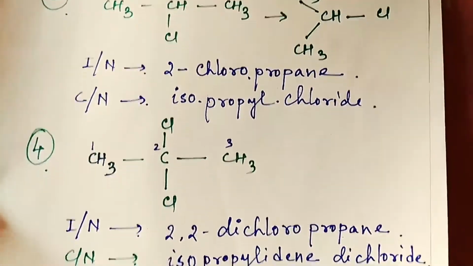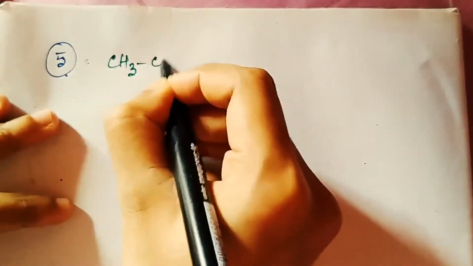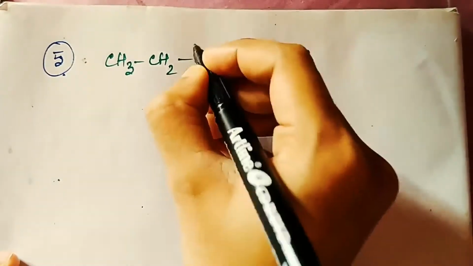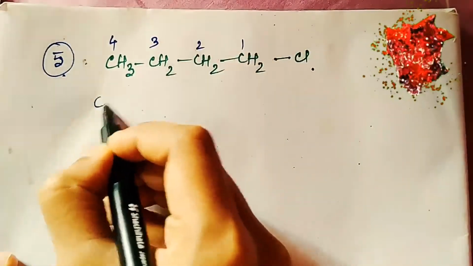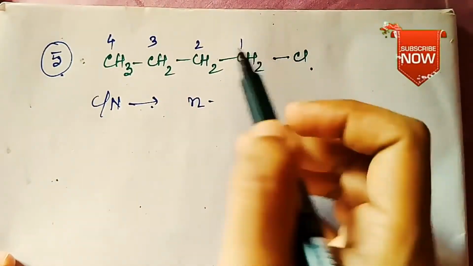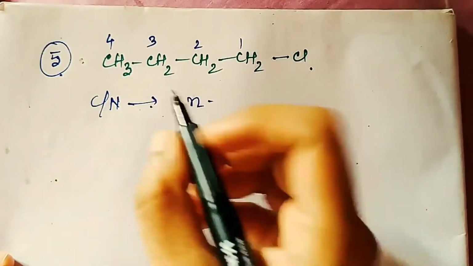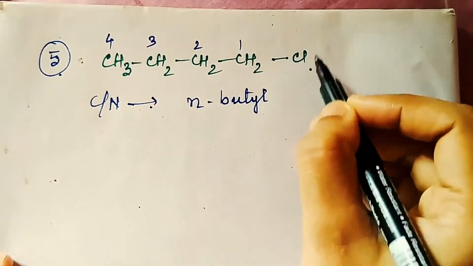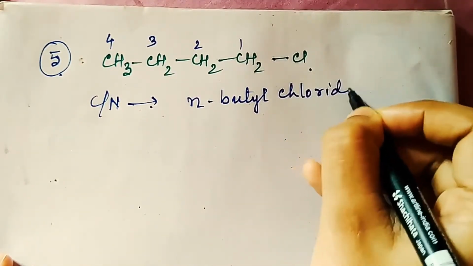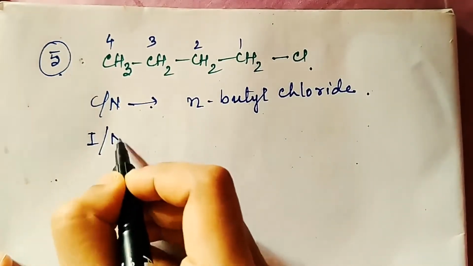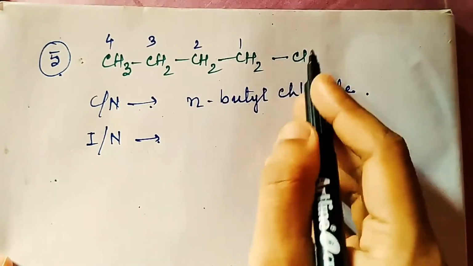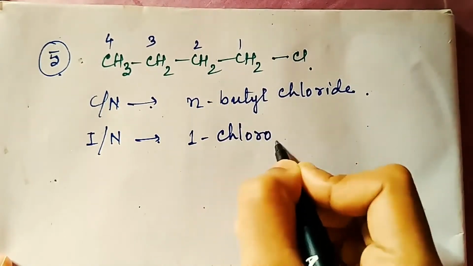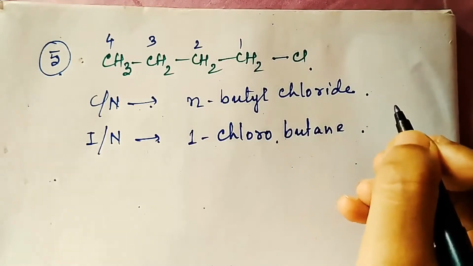Okay, now move to the next example. This is a normal chain. Now give the number on the alkane chain 1, 2, 3 and 4. So what will be the common name? The normal alkane part comes first in the common name structure, so 4 carbon atoms, so it will be butyl, then halogen part, chloride. Butyl chloride. Okay, now what is the IUPAC name? IUPAC name will be, first comes the halo part, then the alkane part, so 1 chloro butane.